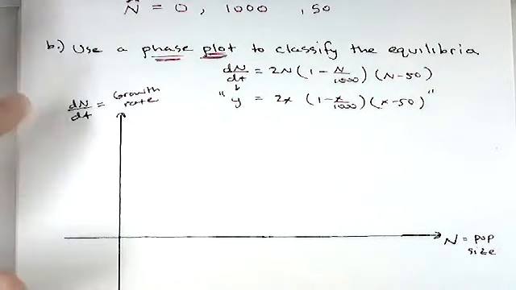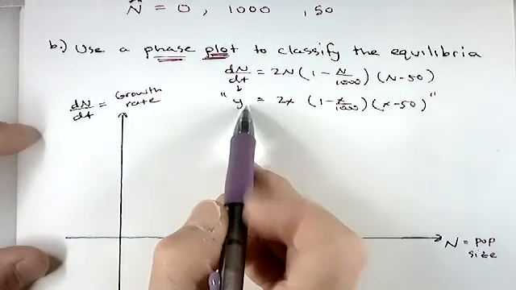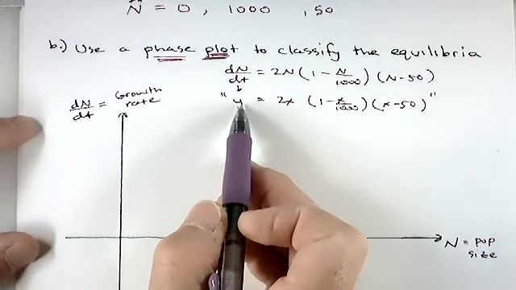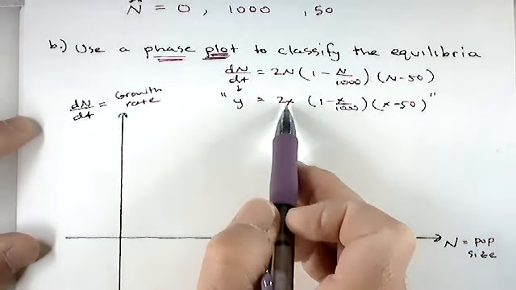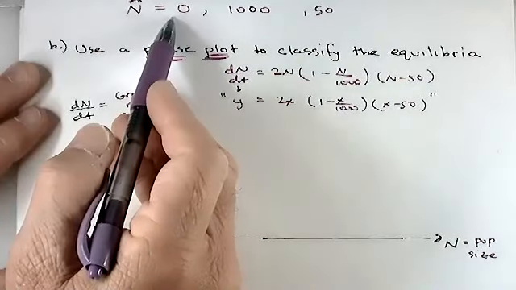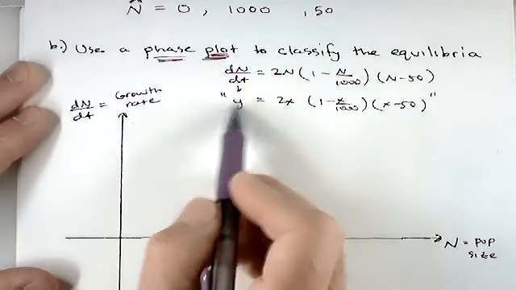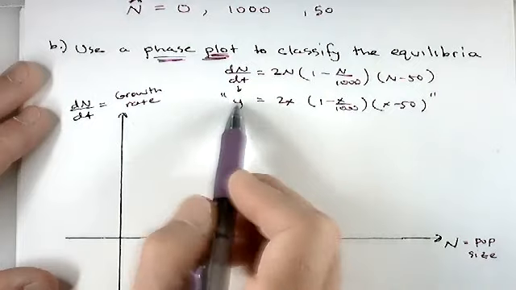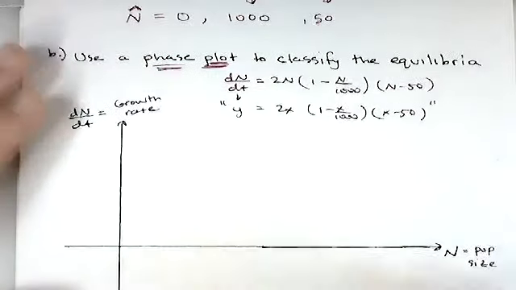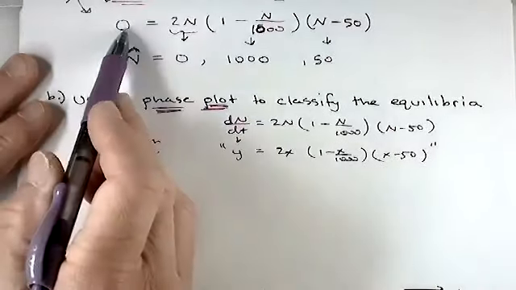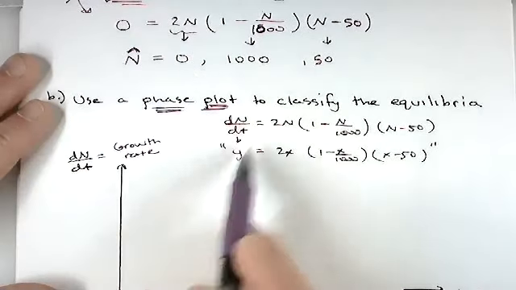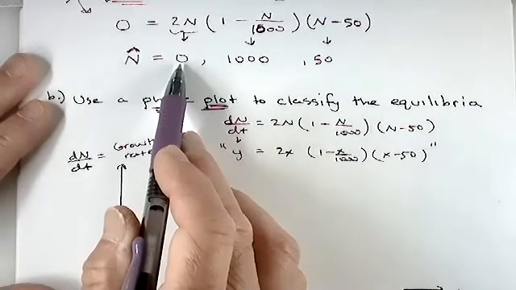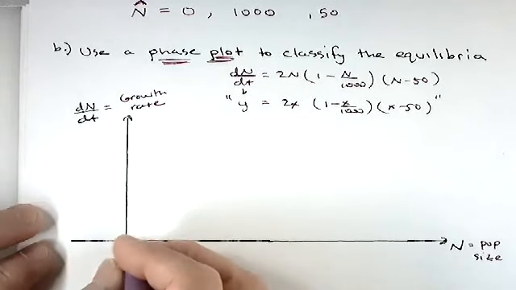Okay, but we'll talk about those in a second. For now, just think about how you would graph something like y equals 2x(1 minus x over 1,000)(x minus 50). One of the techniques for graphing something like this is to find your x-intercepts. And remember, to find your x-intercepts, you would be setting your equation equal to 0, which we've already done. We know that y would be 0 when x is 0, 1,000, or 50. So those are your x-intercepts.